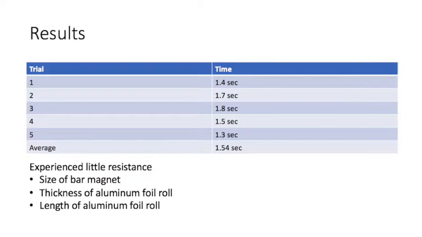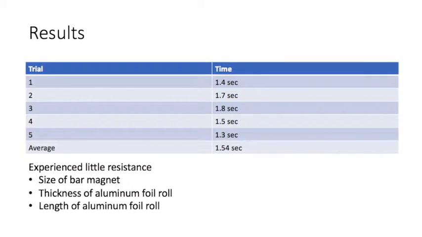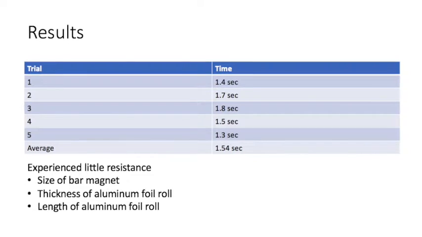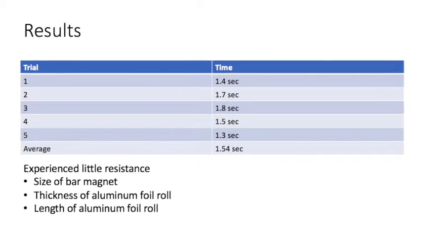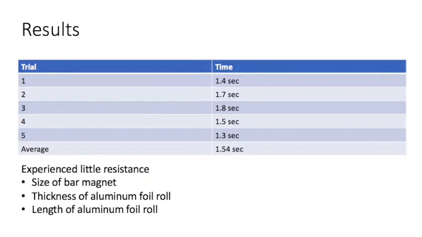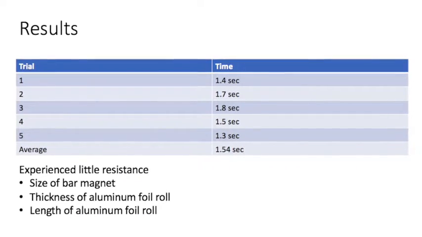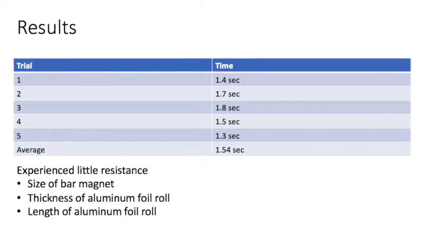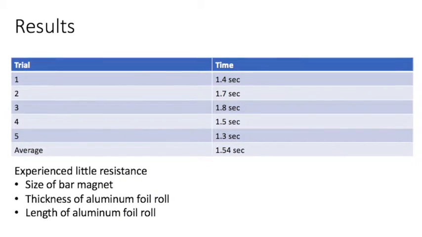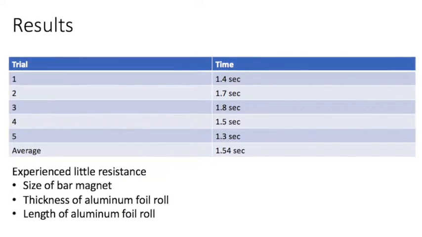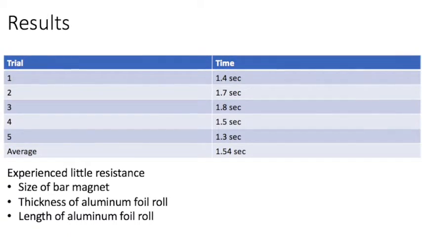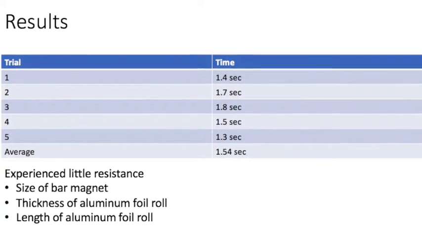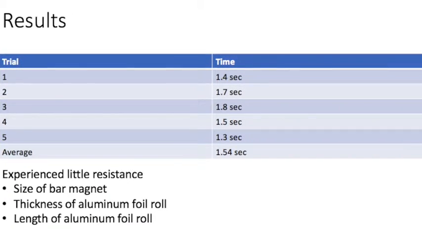The following are the times it took for the magnet to fall through the roll of aluminum foil, with an average time of 1.54 seconds. During my experiment, I unexpectedly experienced little to no resistance against the falling magnet. This could be because of a variety of reasons, such as the size of the bar magnet, the thickness of the foil roll, or the length of the aluminum foil roll. Before I go into the computational model, I'll answer the additional questions.